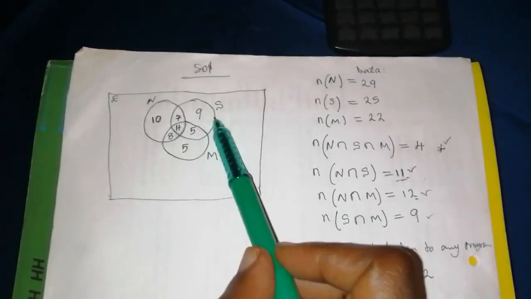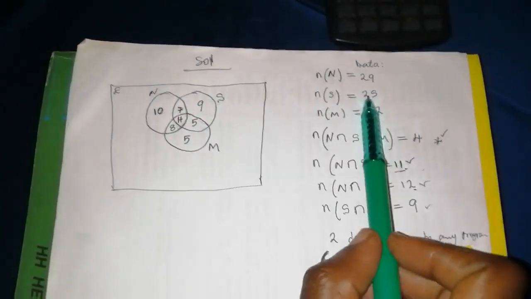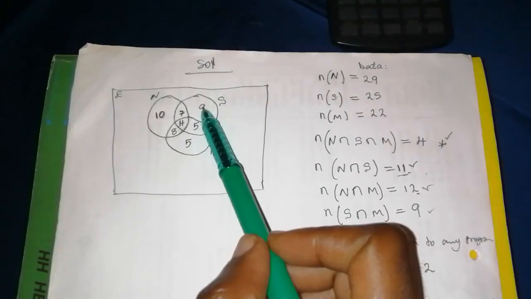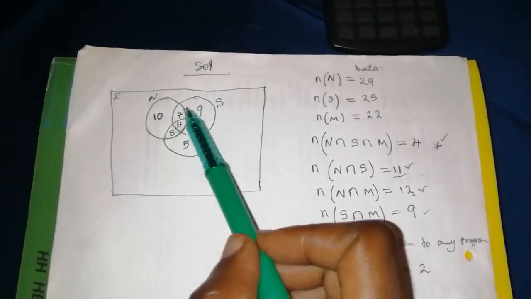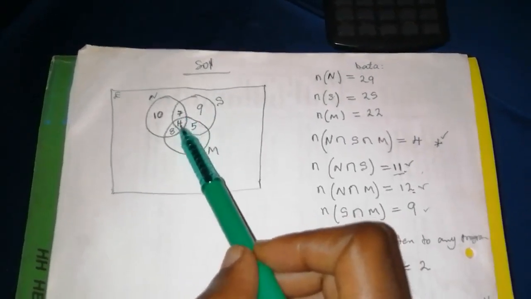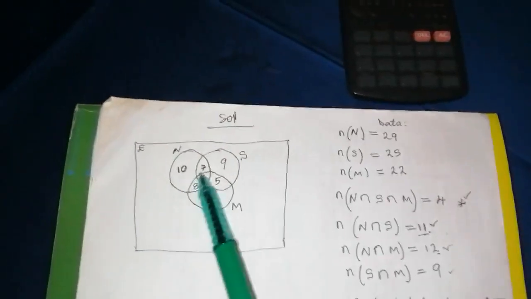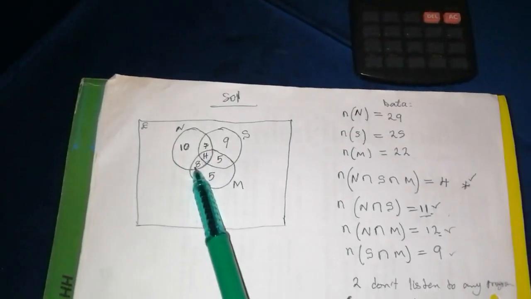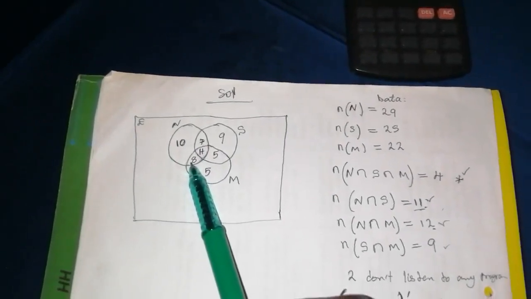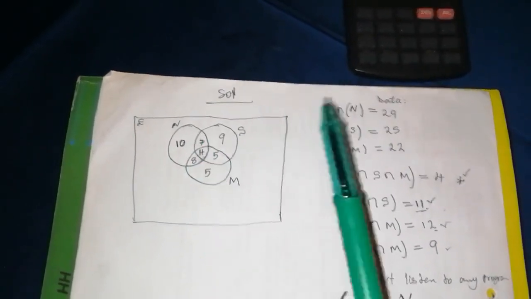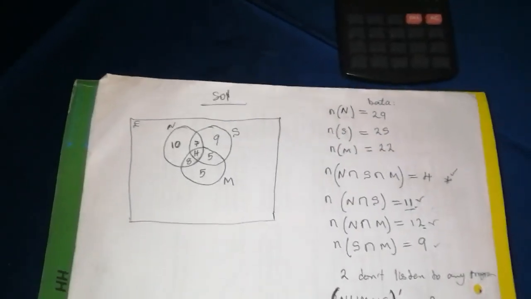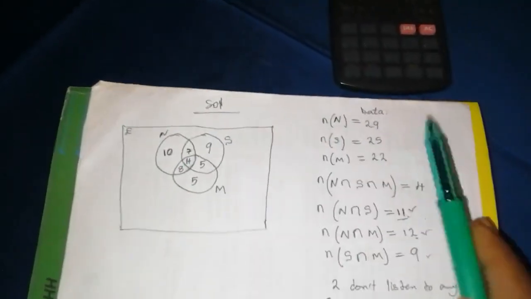Again, for sports, when we add this, we should get 25. So 9 plus 7 is 16. 16 plus 4 is 20. 20 plus 5 is 25. Then here we have 10 plus 8 giving us 18. 18 plus 7 plus 4 should give us 29. So we are done with the sets there.